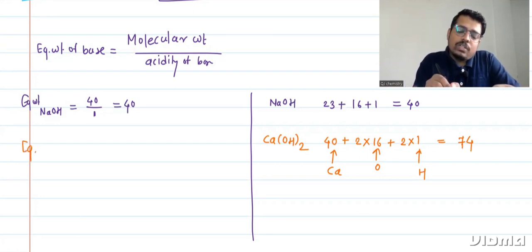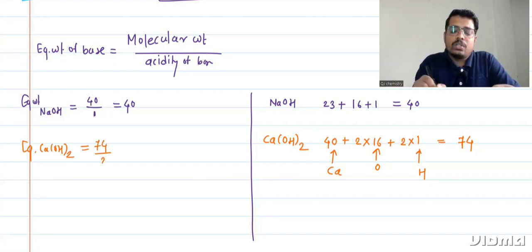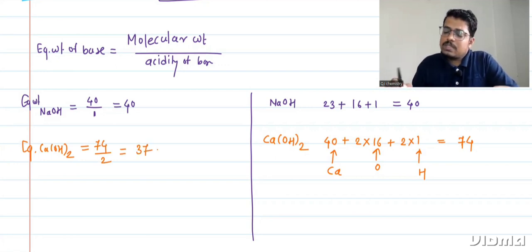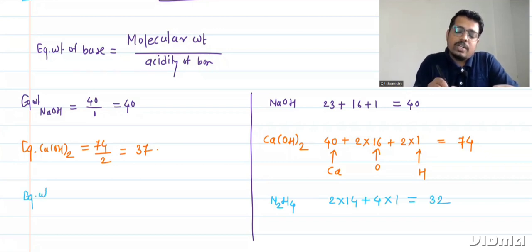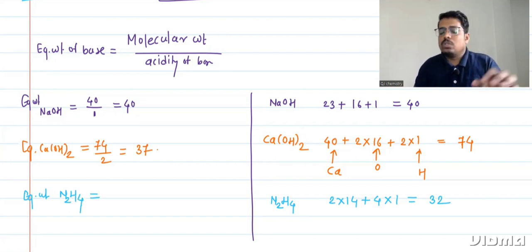So equivalent weight of calcium hydroxide is equal to 74 divided by 2, which is equal to 37. Next example is equivalent weight calculation in case of hydrazine, N2H4. N2H4 molar mass: 2 into 14 plus 4 into 1. So 14 2s are 28 plus 4, 32. So equivalent weight of hydrazine N2H4, we know that its acidity is equal to 2.